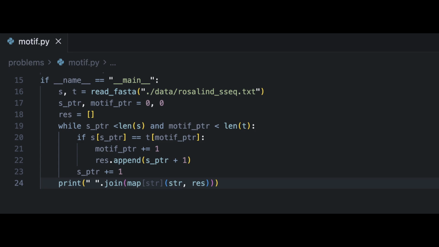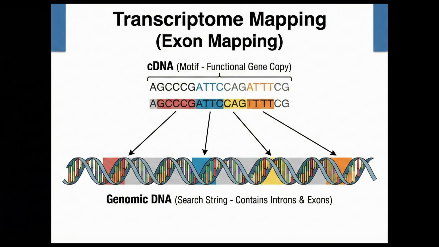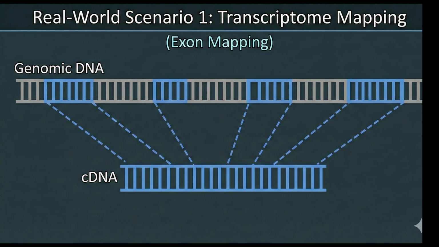In a lab, scientists often work with cDNA, which is a clean copy of a gene with all the junk removed. To understand where this gene came from, we have to map that short cDNA back to a massive genome. This is exactly what the spliced motif problem represents. The cDNA is our motif, and the genome is our search string. Because of introns, the cDNA won't match the genome in one solid block. It matches as a subsequence. By finding these positions, we are performing exon mapping, identifying the exact coordinates of the functional parts of our DNA.